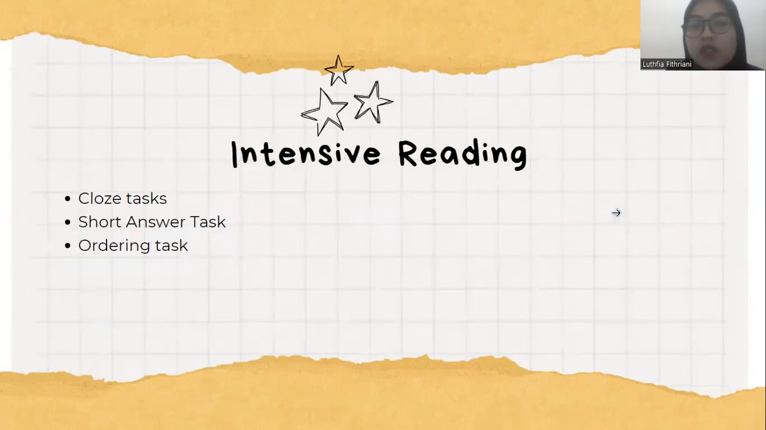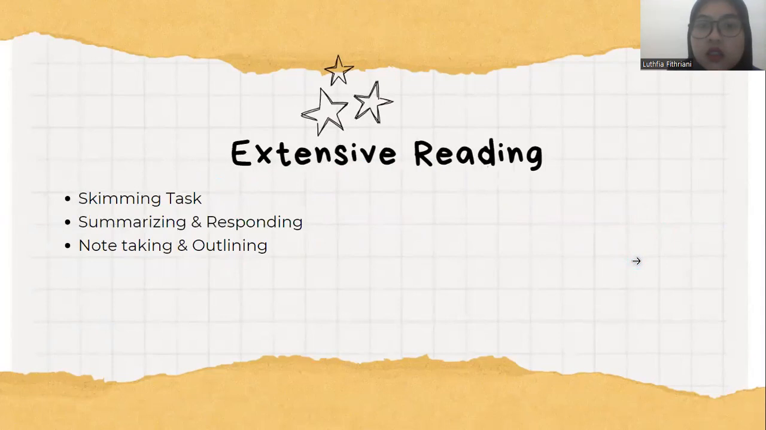If the teacher wants to test the students' intensive reading, he or she can use cloze tasks, short answer tasks, and ordering tasks. And for extensive reading, the teacher can use skimming tasks, summarizing and responding, note taking, and outlining to test or to assess the students' extensive reading.